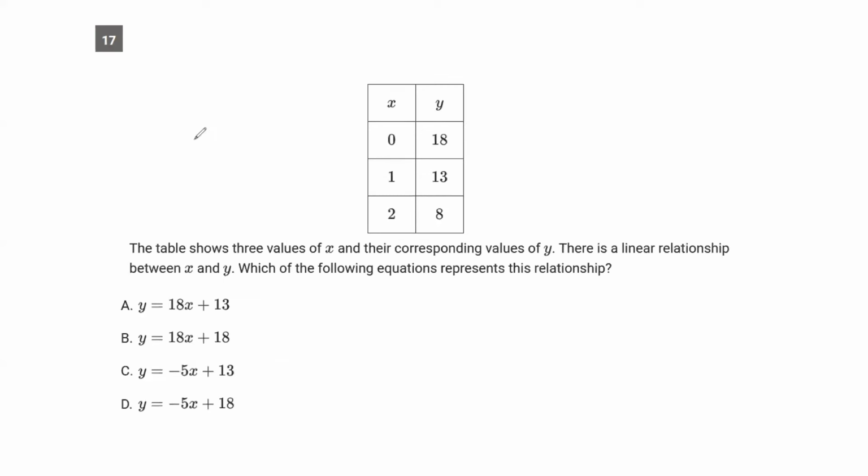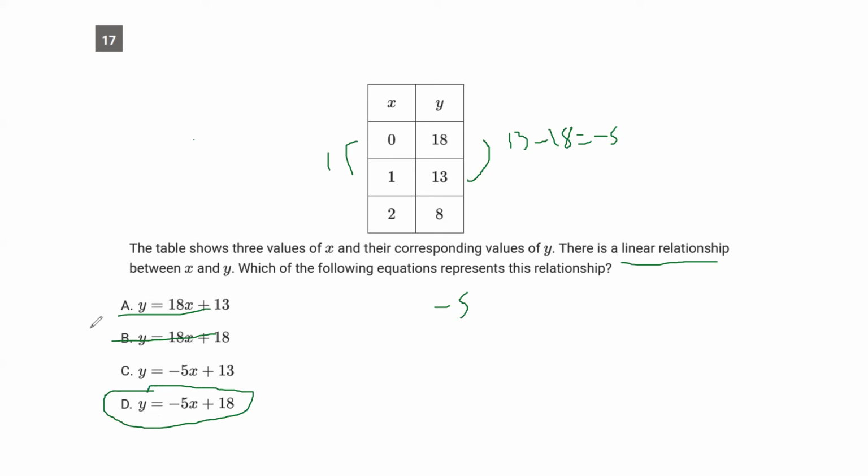The table shows 3 values of x and the corresponding values of y. There is a linear relationship between x and y. Which of the following equations represents this relationship? So it's linear. So we can go 1 to 0, right? That's a 1 difference. 13 to 8. So it's going to be 13 or to 18, sorry, minus 18. That's a negative 5 difference. So your slope is going to be negative 5. So it's not B, it's not A. And then the y-intercept was 18. So it is D.